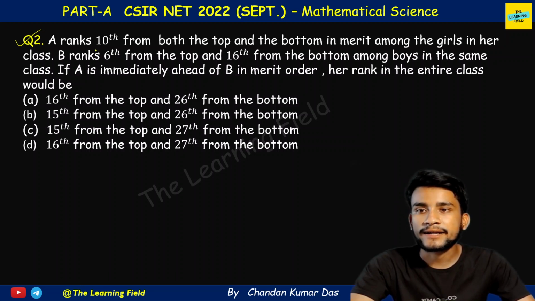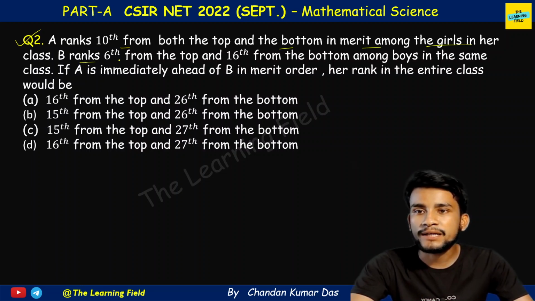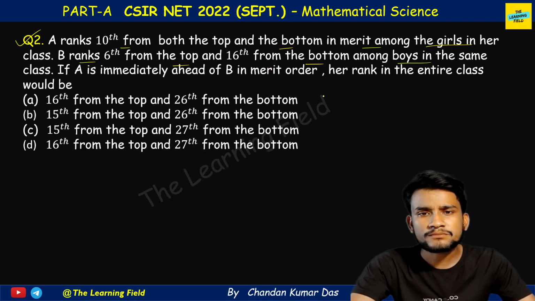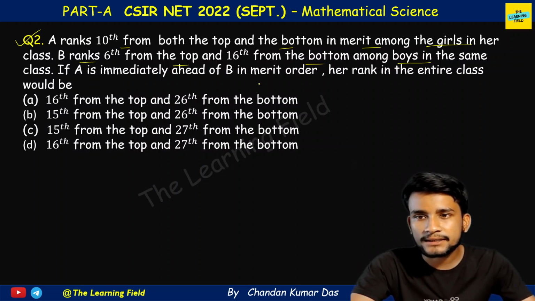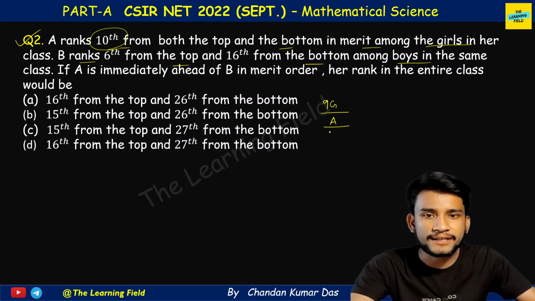It says that A ranks 10th from both the top and the bottom in merit among the girls in her class, and B ranks 6th from the top and 16th from the bottom among the boys in the same class. Therefore, before A there are 9 girls in the class, then the rank of A comes, and then the remaining 9 girls.